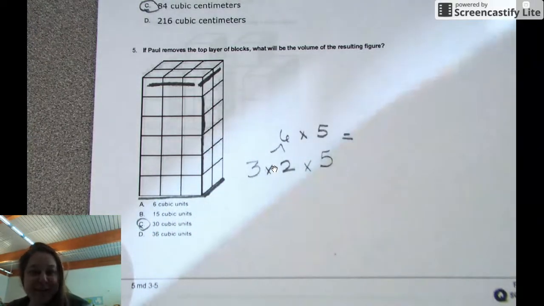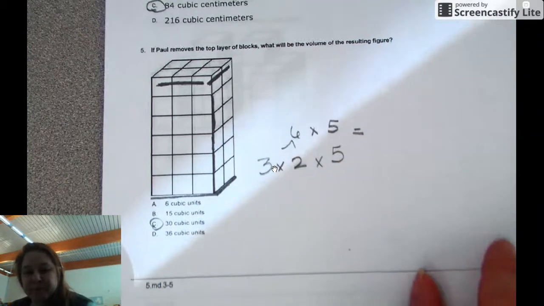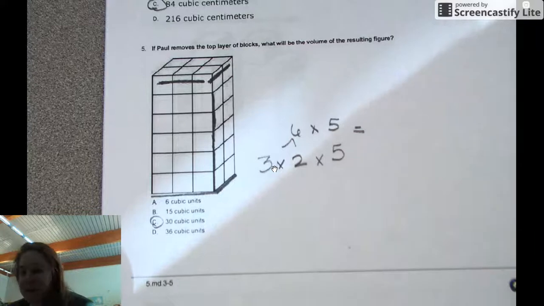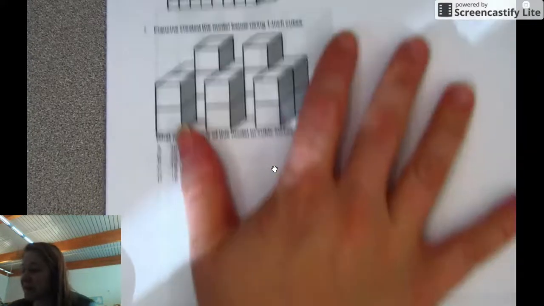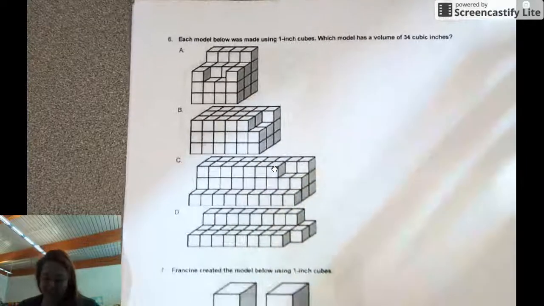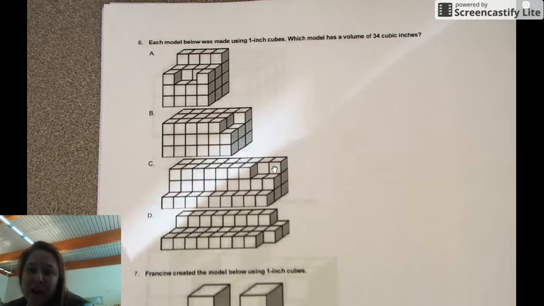So far we've had a lot of C's in our answers here. In fact, I think every answer has been C so far. So let's look at question number 6 to see if the answer is C again. Each model below was made using 1-inch cubes. Which model has a volume of 34 cubic inches?